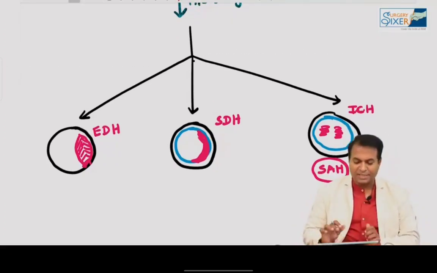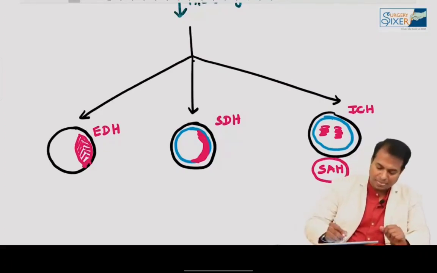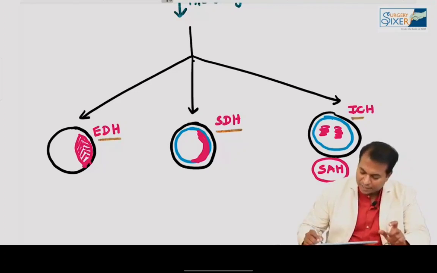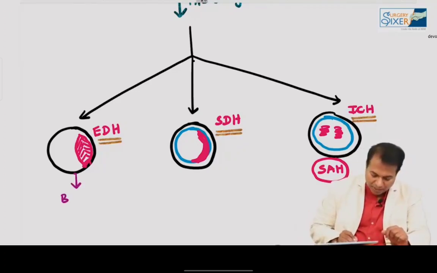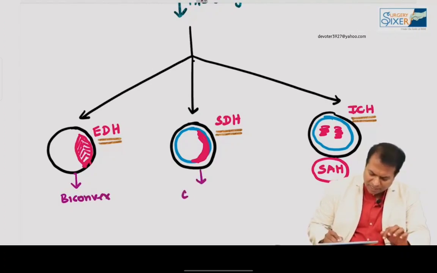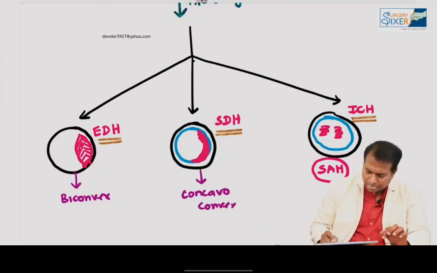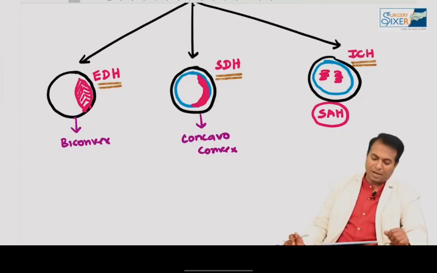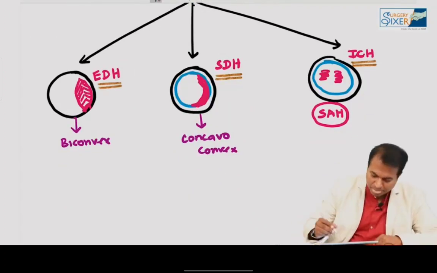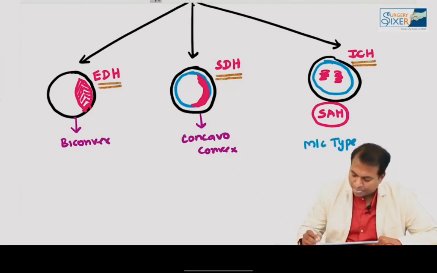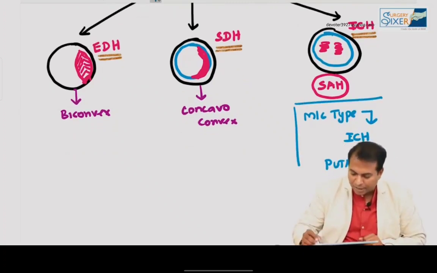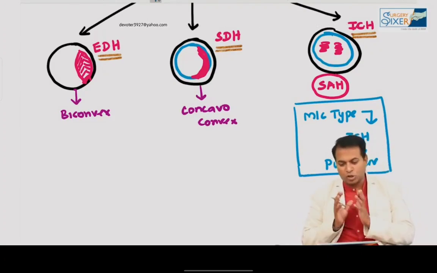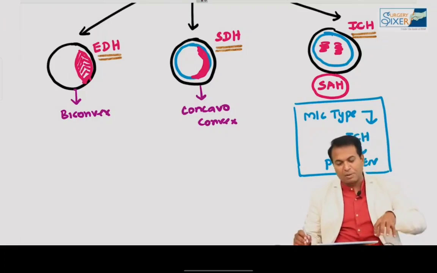So there are 3 hemorrhages in trauma: EDH, SDH, ICH. So EDH gives a biconvex appearance. SDH gives a concavo-convex appearance. Subarachnoid hemorrhage or intracerebral hemorrhage is the third one, which is the most common type of hemorrhage in the brain. Most common type of hemorrhage in the brain is intracerebral hemorrhage, in which putamen hemorrhage is most common, which happens in hypertension, causing CVA due to putamen hemorrhage.